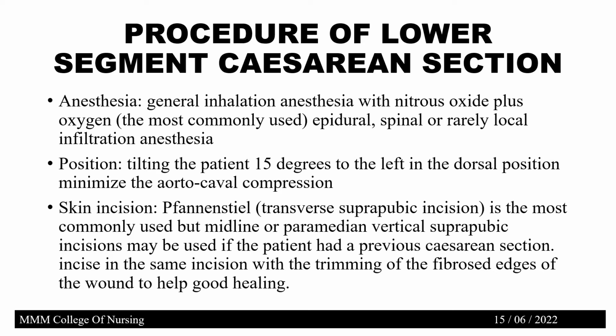The position is tilting the patient 15 degrees to the left from the dorsal position, to minimize aortocaval compression. So you all know that the position is always to the left side. Next, the skin incision. The Pfannenstiel, that is a transverse suprapubic incision, is the most commonly used. But a midline or paramedian vertical suprapubic incision may be used if the patient had a previous cesarean section incision, in the same incision, with trimming of the fibrosed edges of the wound to help good healing. So this is about the incision.